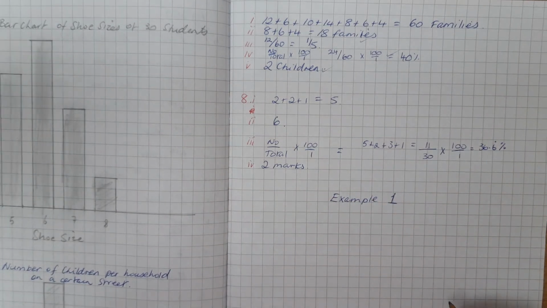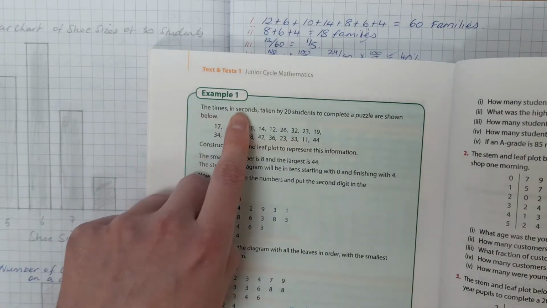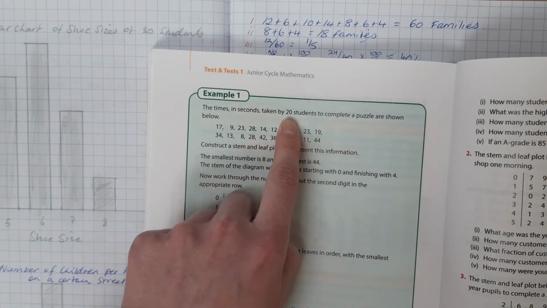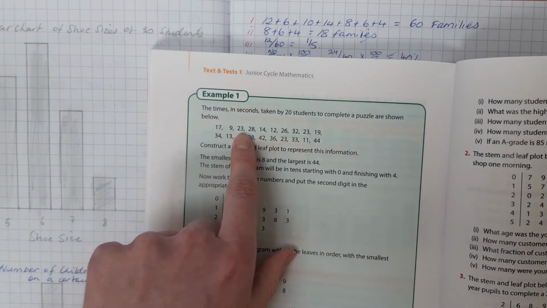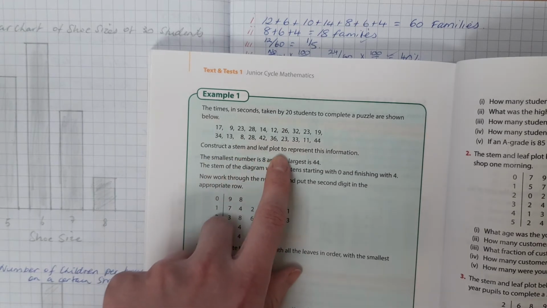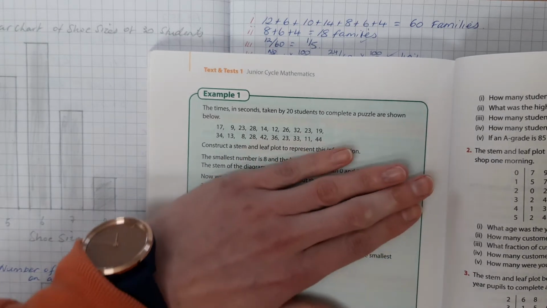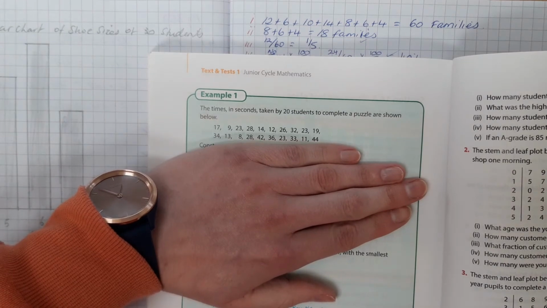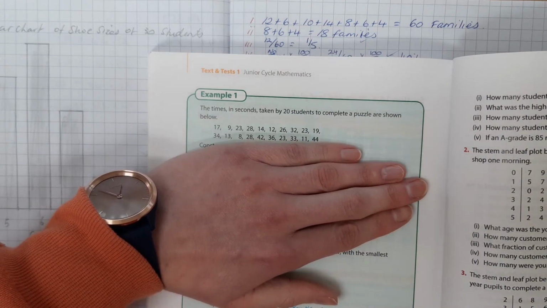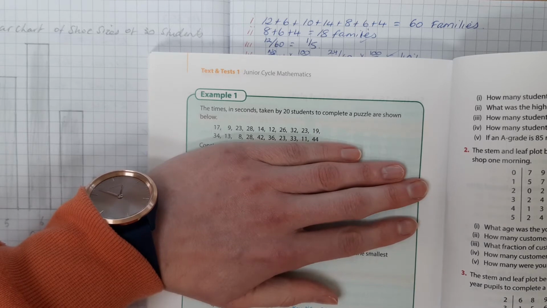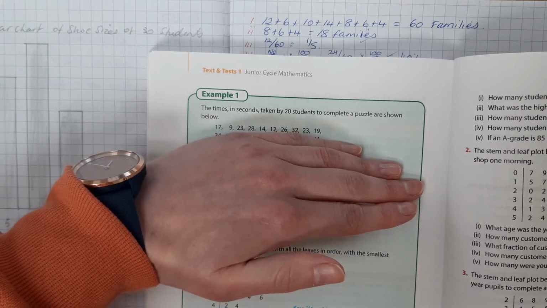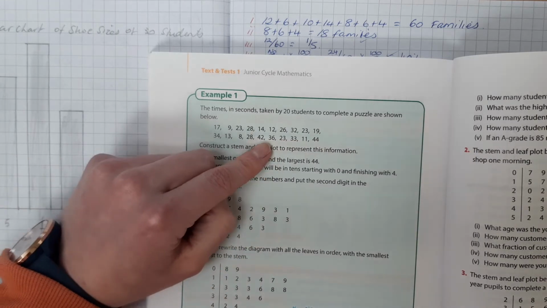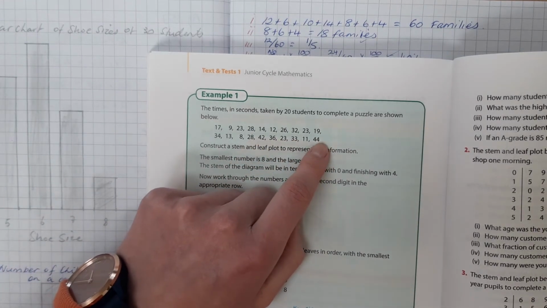Okay. And it says, the time in seconds taken by 20 students to complete a puzzle is shown below. These were the times: 17 seconds, 9 seconds, 23 seconds, 28 seconds, and so on. Construct a stem and leaf plot to represent this information. Well, when you look at a question, you need to pick out the smallest number, and then you need to pick out the biggest number. The smallest number that I can see there is 8. The biggest number there I can see is around 36, maybe 36, I think is the biggest. Oh, maybe there's a 40. Oh, there's a 42. There's 44. 44 is the biggest number there.